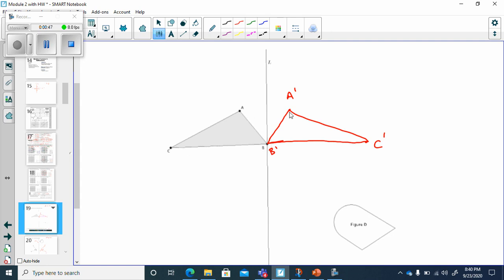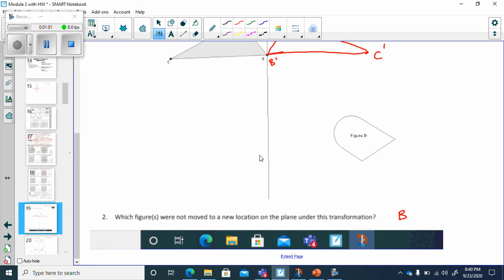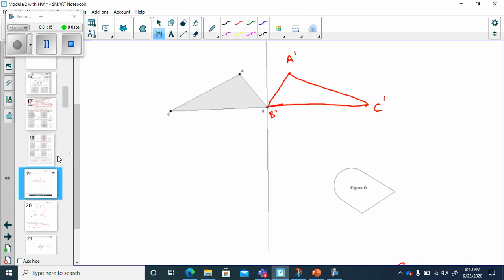See how A and A prime are about equal distance from the line of reflection? And C and C prime are about the same distance from this line of reflection. And B prime, same thing. The question they ask you here is, which figure was not moved to a new location? It's point B. It's on the line of reflection, therefore it would not be moved. It stays where it is because it's on the line of reflection.